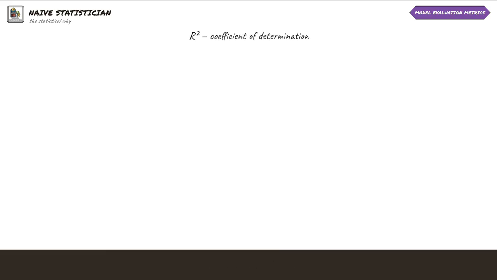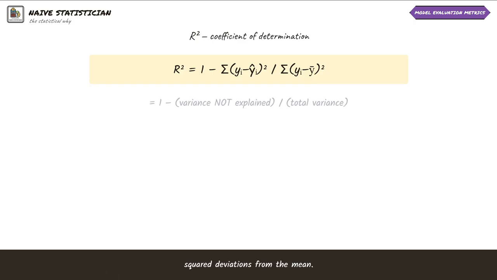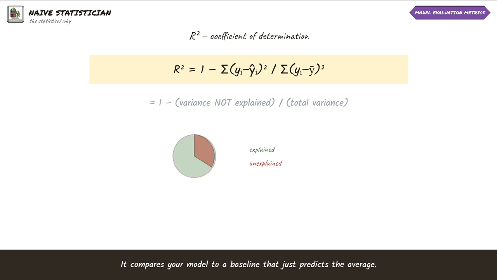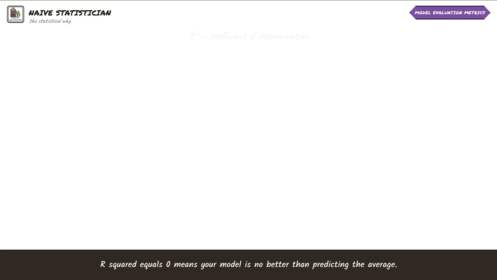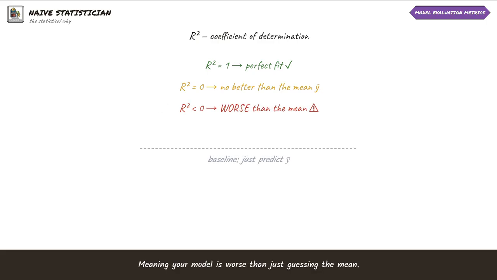Then there is R², the coefficient of determination. R² equals 1 minus the sum of squared errors divided by the sum of squared deviations from the mean. It compares your model to a baseline that just predicts the average. R² equals 0 means your model is no better than predicting the average. R² equals 1 means perfect fit. R² can also go negative, meaning your model is worse than just guessing the mean.